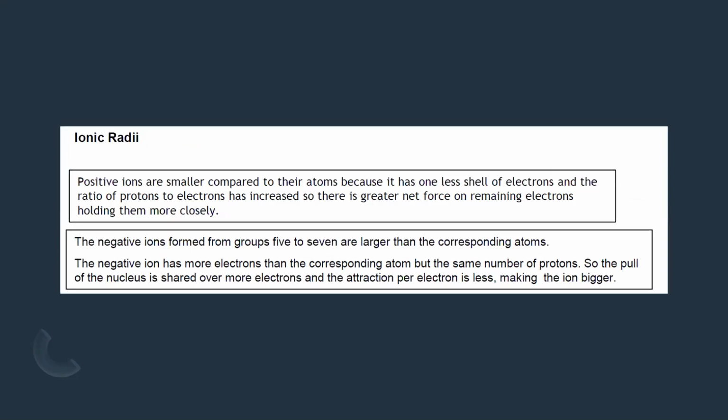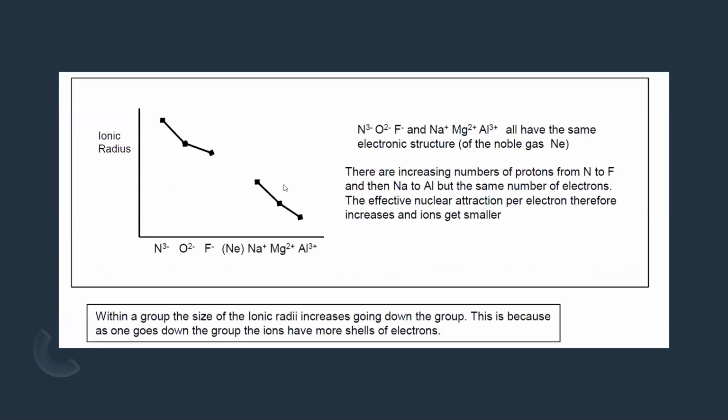But for negative ions, because they gain electrons, the size is bigger as compared to that of the atom, because they have the same nuclear charge but more electrons. So each electron experiences less force. That's why the size increases. This is what we discussed. If we have isoelectronic structures, meaning ions that have the same number of electrons, then we can compare the size of the ions such as nitride, oxide, fluoride, sodium, magnesium, aluminium.